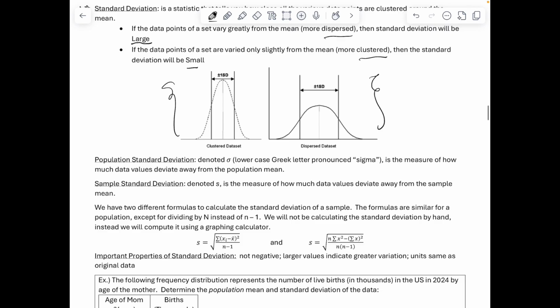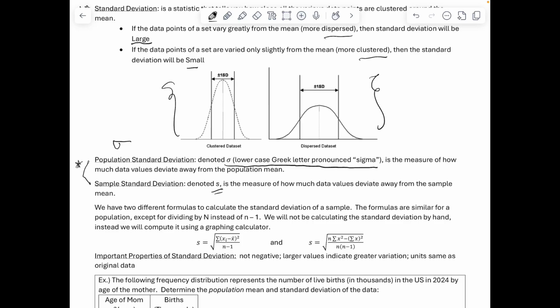We have our population and sample standard deviation notation down below. So for population standard deviation, we use sigma. This is a Greek letter and it's called sigma. It looks almost like a P that fell over. And this is a measure of how much the data values deviate away from the population mean. The sample standard deviation is denoted with an S. And so for this, it's the same thing but dealing with the sample mean.